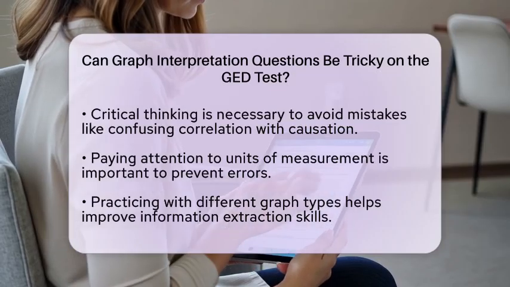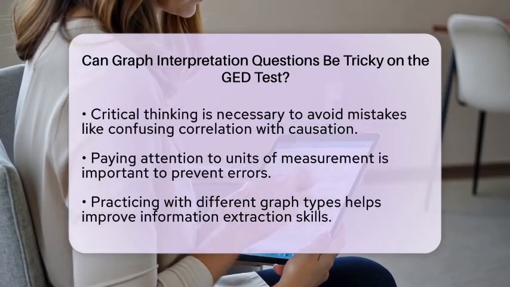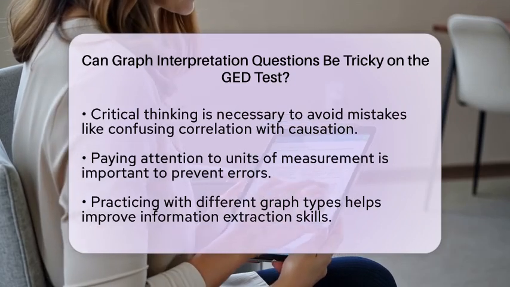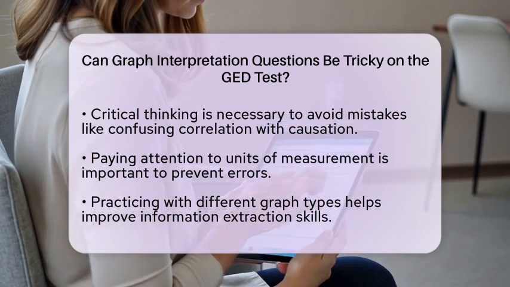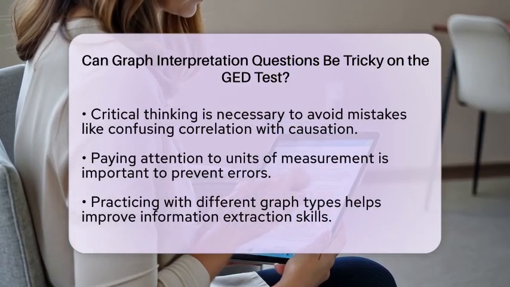Attention to detail is critical. Some questions may require you to think critically to avoid common mistakes, such as confusing correlation with causation. Additionally, overlooking units of measurement can lead to errors in your answers.